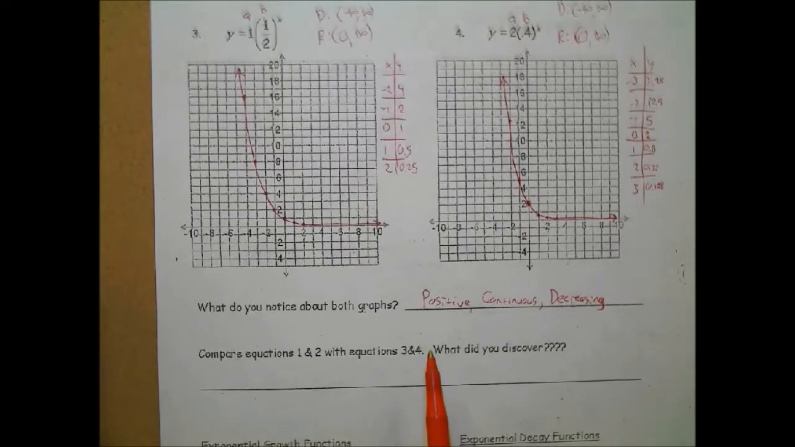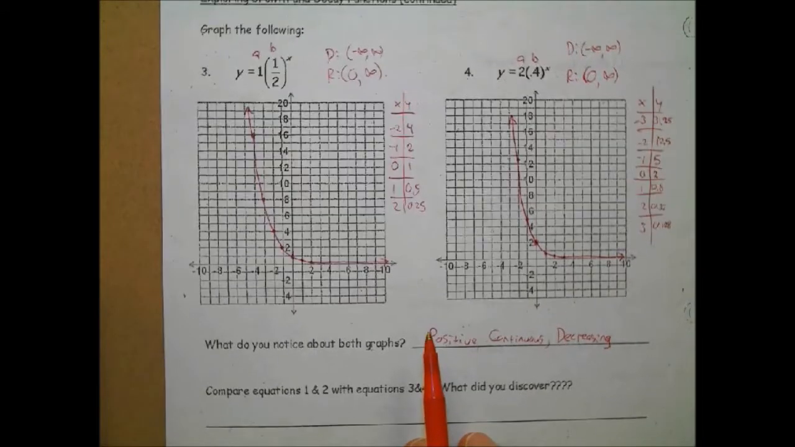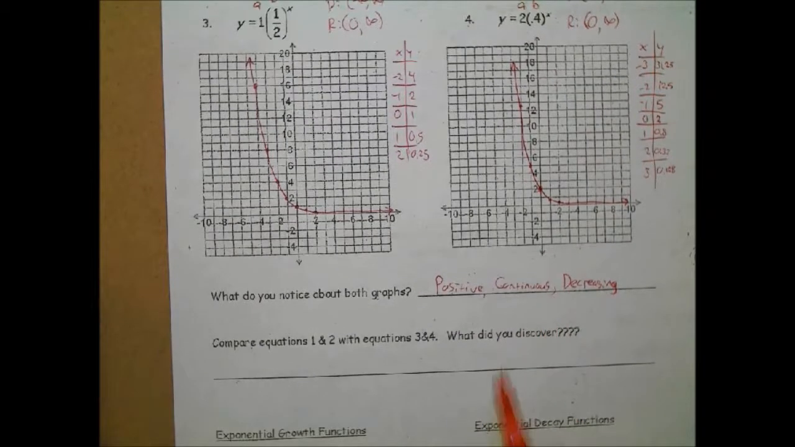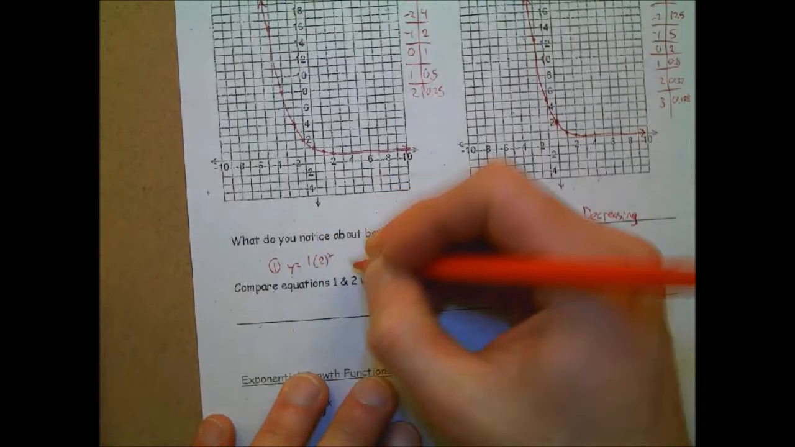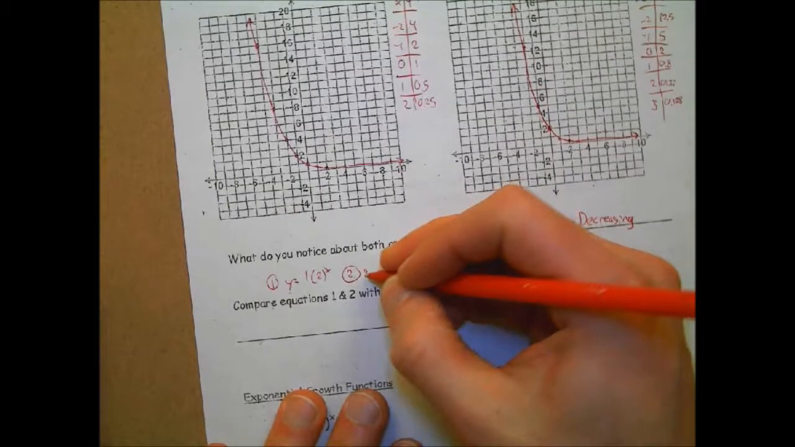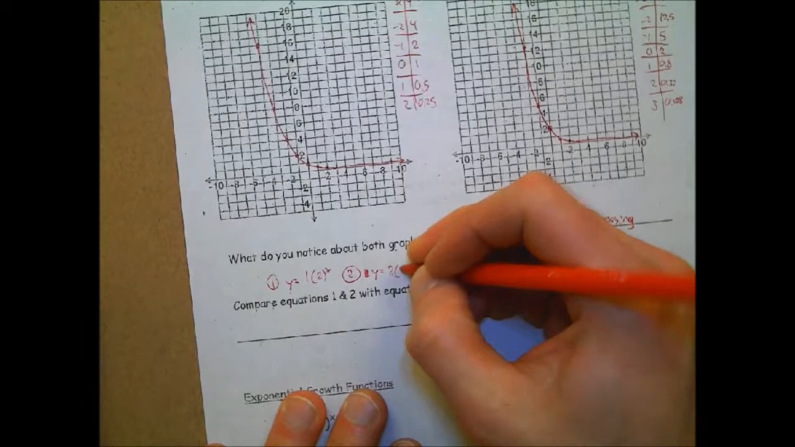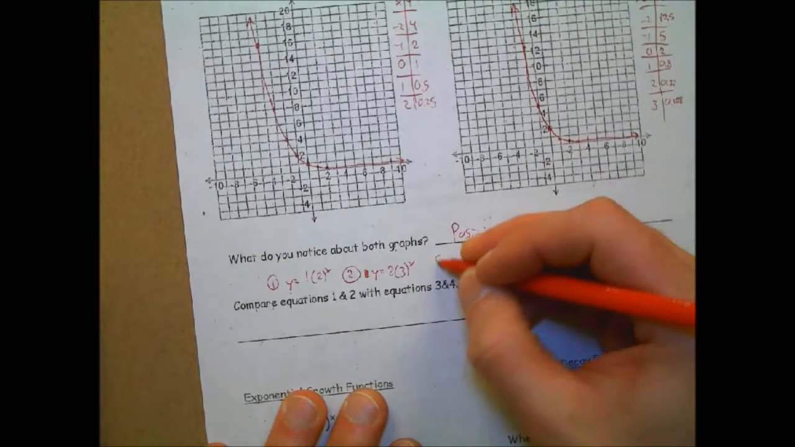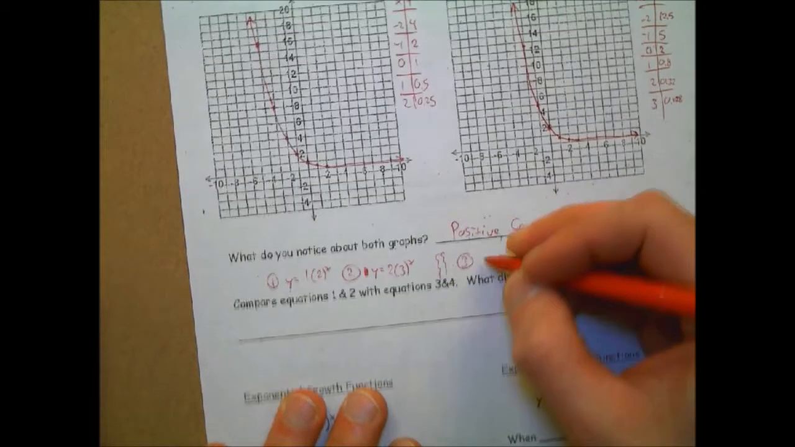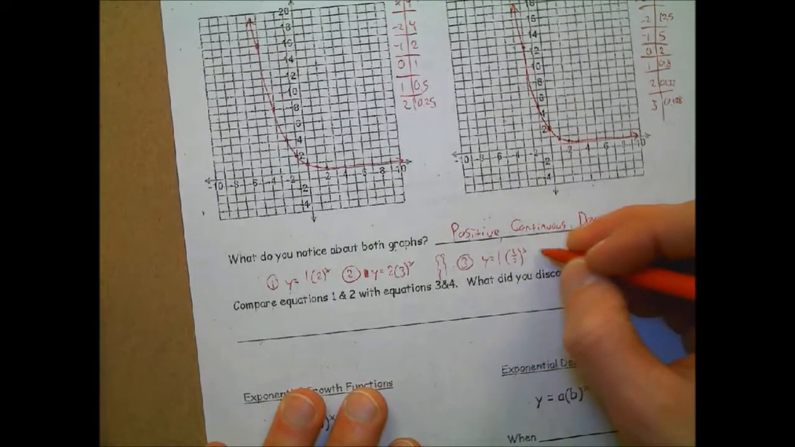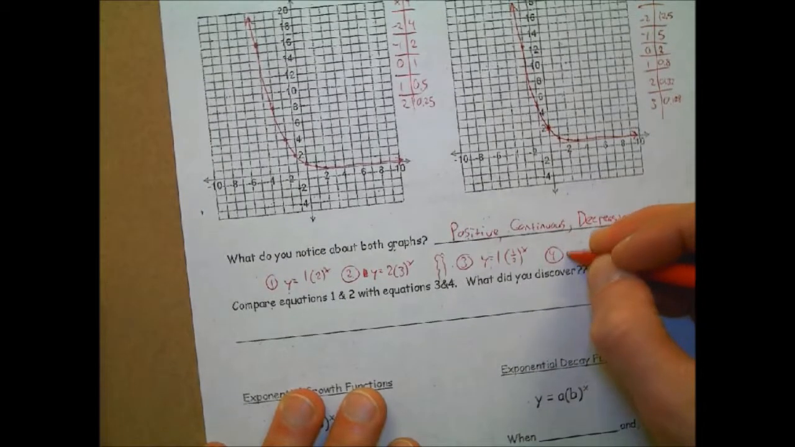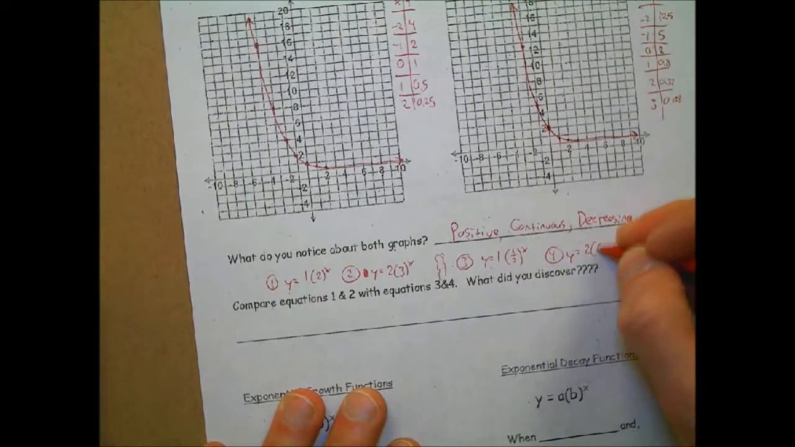Now, let's compare equations 1 and 2 with equations 3 and 4. Equation 1 was y equals 1 times 2 to the x. 2 was y equals 2 times 3 to the x. Compare that with 3 and 4. 3 is y equals 1 times 1/2 to the x, and 4 is y equals 2 times 0.4 to the x.